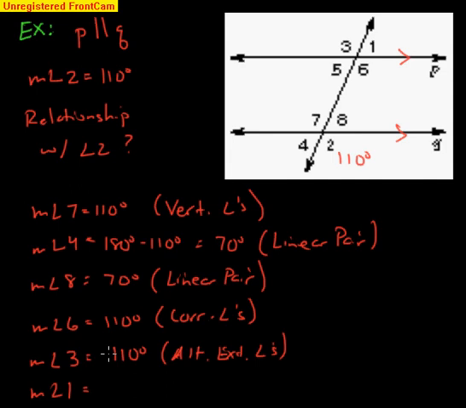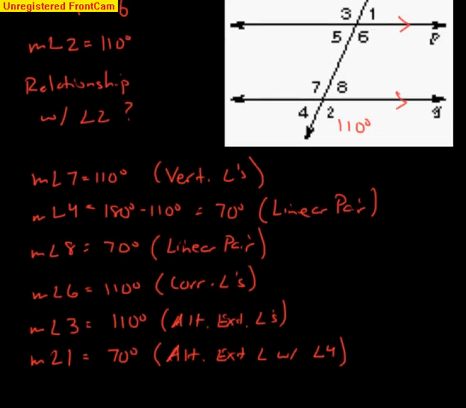So let's say that it's going to be an alternate exterior angle with angle 4, so it's going to be the same. Okay, and then I got to drag it down just a little bit to get one more, the measure of angle 5. Let's say it's vertical with 1. Or no, let's be different. Let's do 5 and 8. 5 and 8 are alternate interior angles. They're going to be congruent. Alternate interior angle with angle 8.